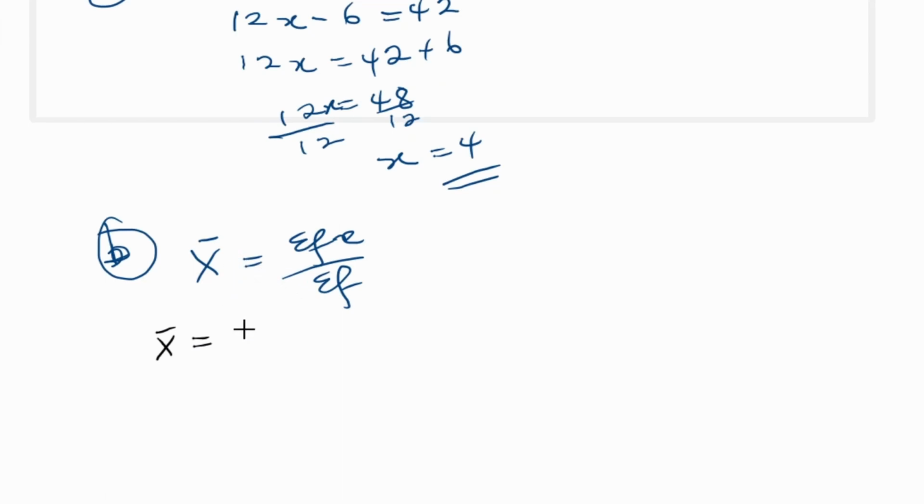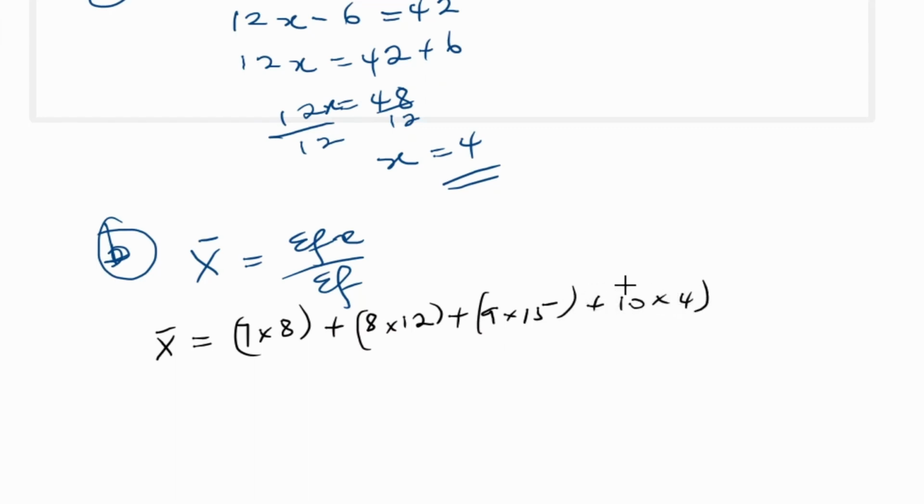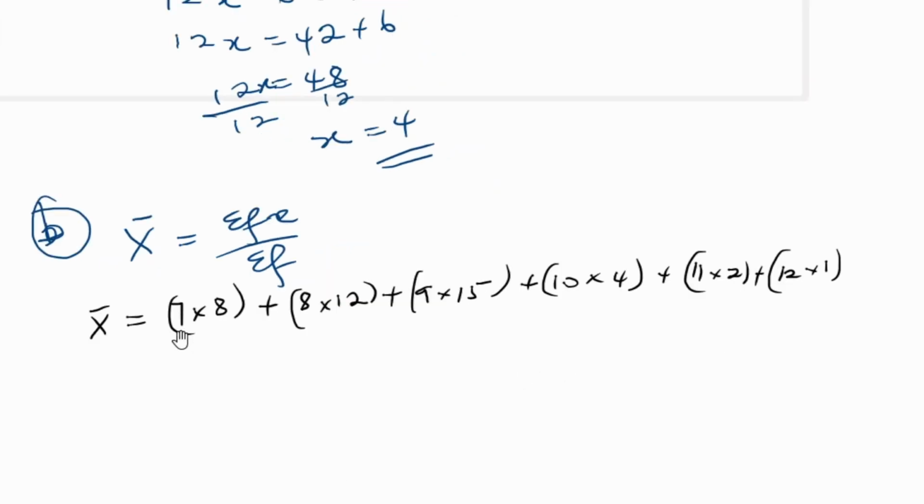So I'm going to be multiplying. The first one, I have 7 times 8, plus 8 times 12, plus 9 times 15, plus 10 times 4, plus 11 times 2, then plus 12 times 1. All right, all over 42, because we were told that the total is 42.